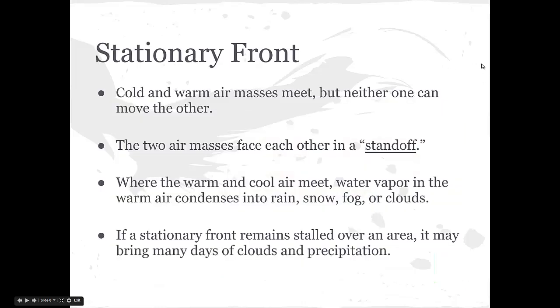Next, we have a stationary front, and stationary means it doesn't move. So cold and warm air masses meet, but neither one can really move, so they kind of have a standoff. You're going to get some water vapor at the border. You get some warm air that condenses. You get some rain, snow, just some drizzly weather. If it remains stalled, which means it doesn't really go anywhere, then you're going to get probably a lot of days of those clouds and precipitation.